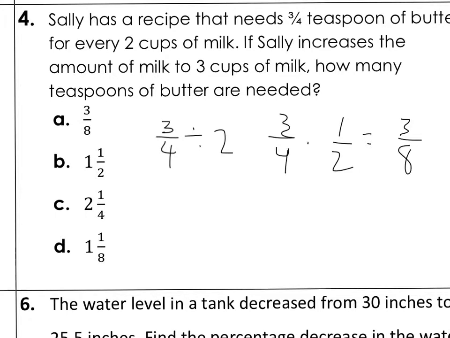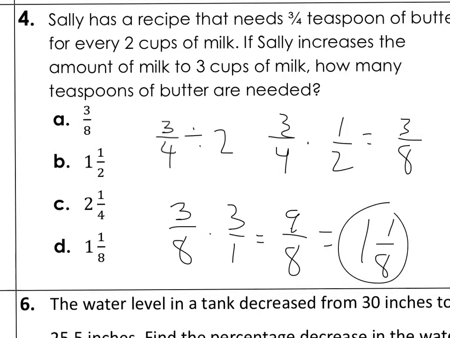Now we're not done though. We need to figure out if she has 3 cups of milk. So we have to do this times 3. And that's like 3 over 1, so we get 9 over 8, which reduces to 1 1/8, which is our answer here.